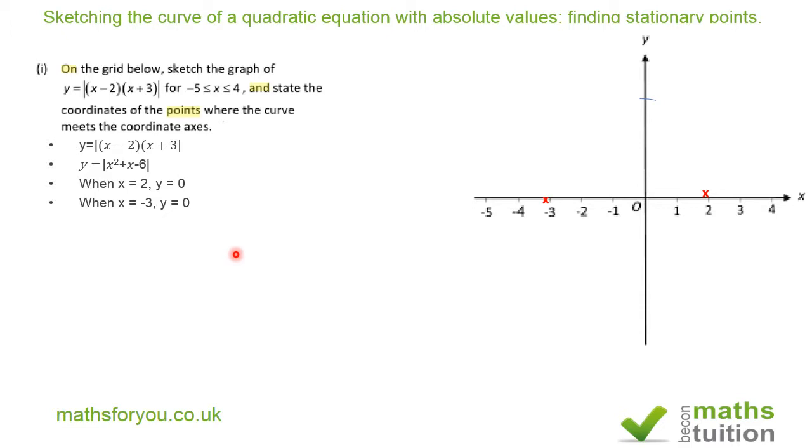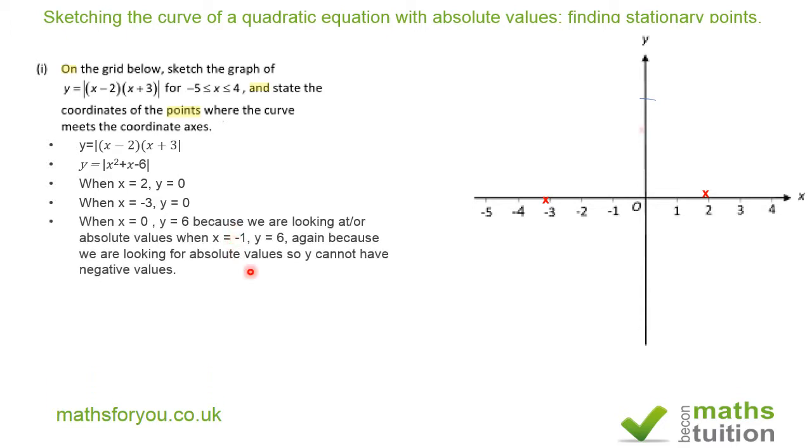Now when x is 0, going to be very careful here, y is minus 6. Because we're looking at absolute value terms, instead of y being minus 6, it's going to be plus 6. Similarly, when x is minus 1, y is minus 6, so because we're looking at absolute value terms, y is 6. So when x is 0, y is 6, and when x is minus 1, y is also 6 there.